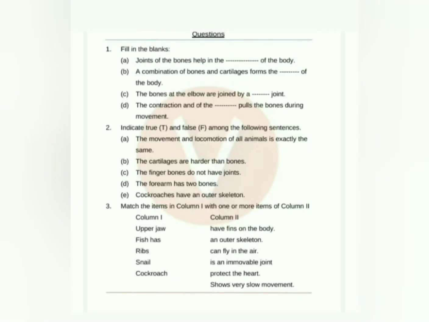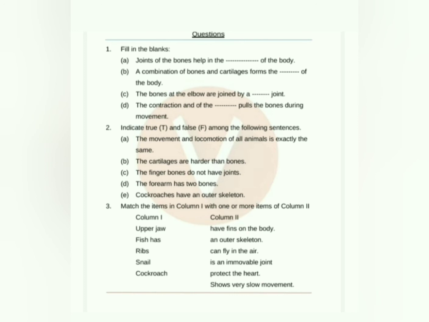See students, now we are going to solve some exercise questions which are given in your textbook. Open page number 78 in your science textbook. See the first question. Fill in the blanks. Question A: Joints of the bones help in the dash of the body. Observe. Recall the picture of the skeleton, students.